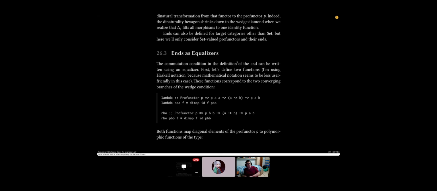I think it's around here. Naturality condition, and then coends, unlike cones, wedge condition, universal wedge, projection, discrete category, parametricity, polymorphic projection, dinaturality, equalizers, lambda and rho, natural transformations as ends. I think it's here actually.